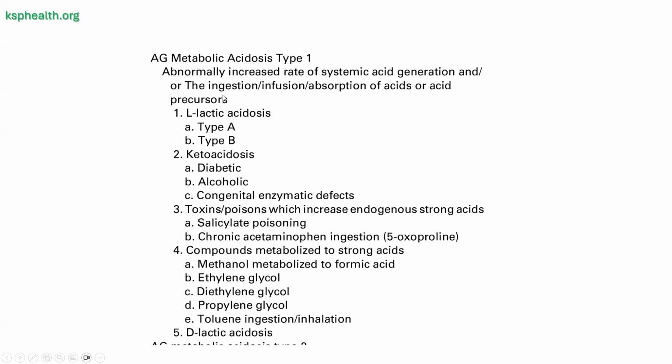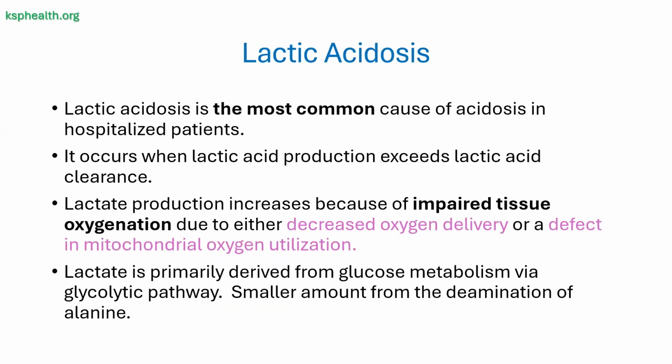As you can see, L-lactic acidosis is further divided into type A and type B. Ketoacidosis could be diabetic or alcoholic or due to congenital enzymatic defects. And toxins: salicylate, chronic acetaminophen ingestion, which results in 5-oxoproline, and compounds metabolized to a strong organic acid: methanol, ethylene glycol, diethylene glycol, propylene glycol, and toluene ingestions. And finally, D-lactic acidosis. So what is lactic acidosis?